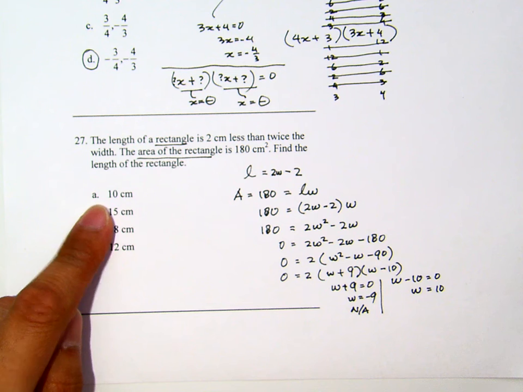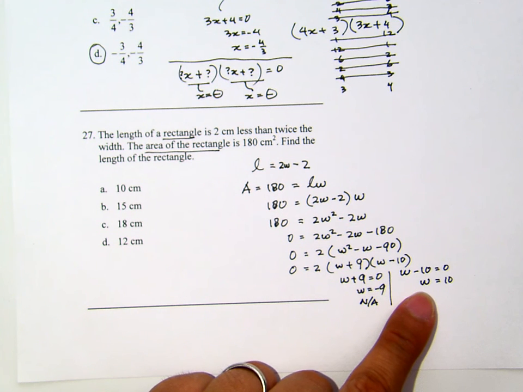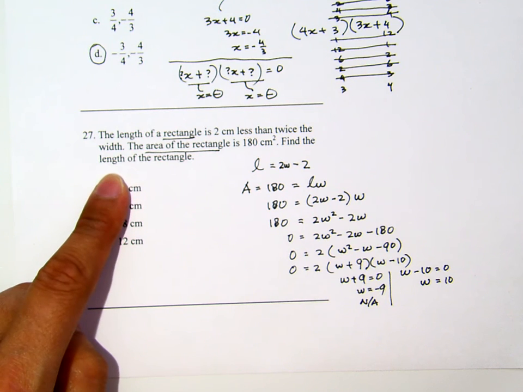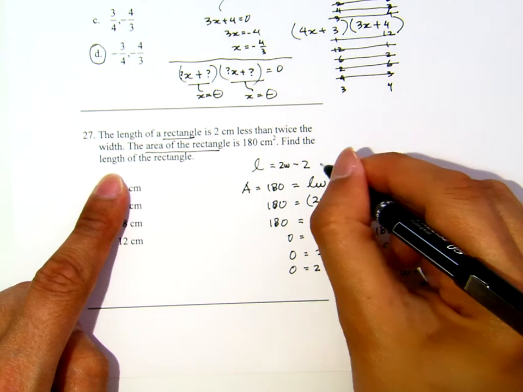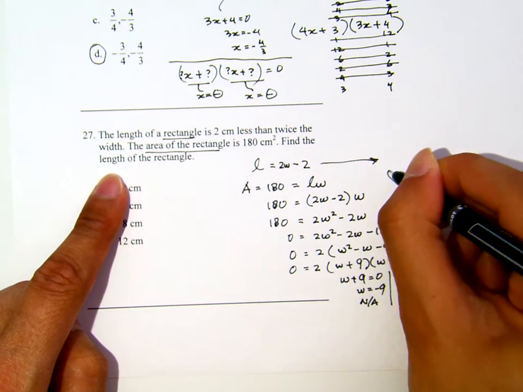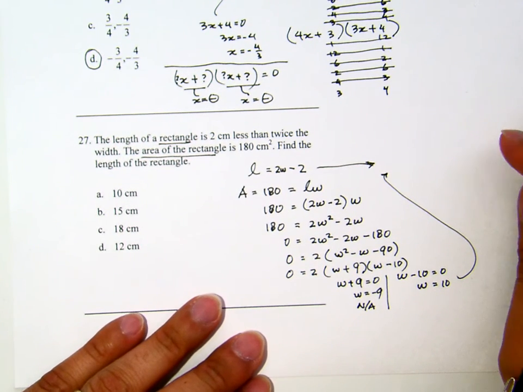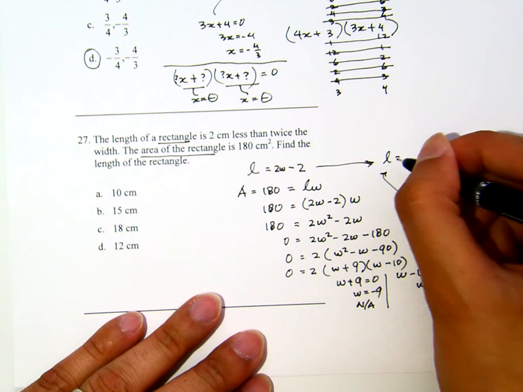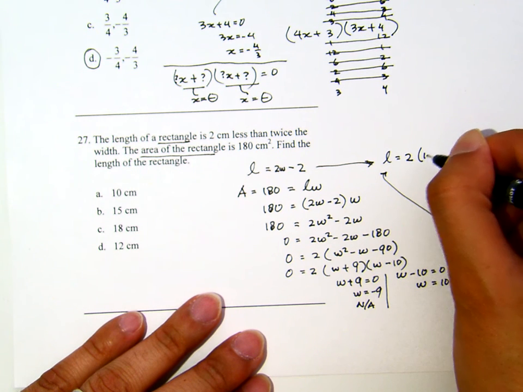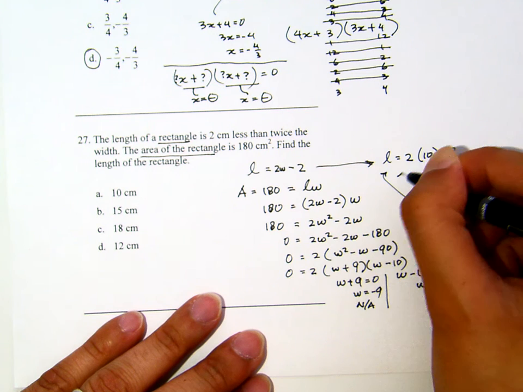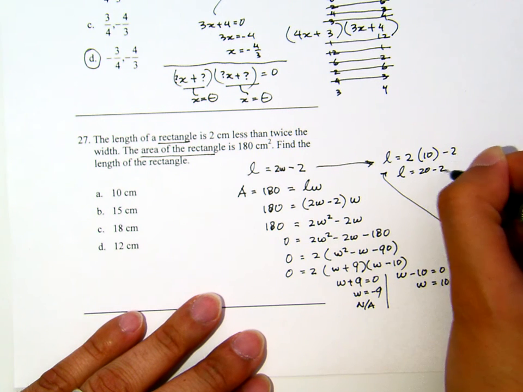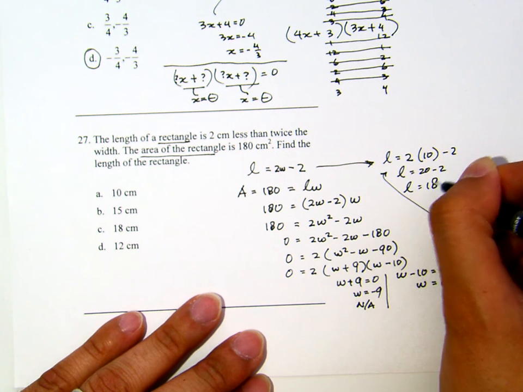Now you see 10 there, right? But be very careful. Notice that the one we are talking about here is the width. The one they ask is the length. What I will do next then is to find the length through that width. The length equals twice the width, which is 10, minus 2. That's 20 minus 2. The length equals 18. Okay?